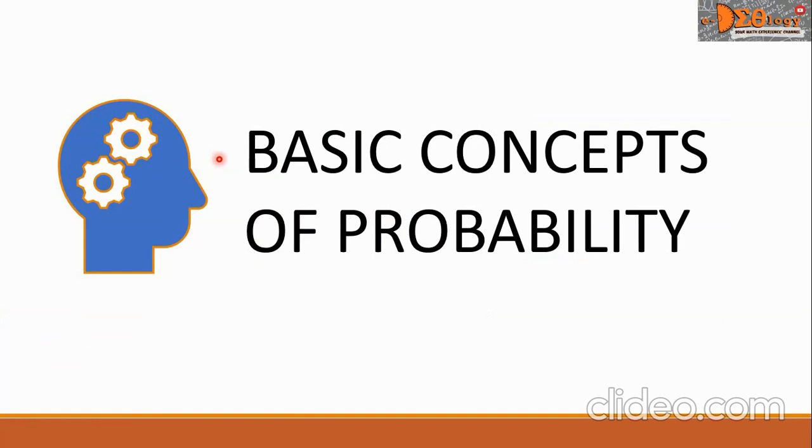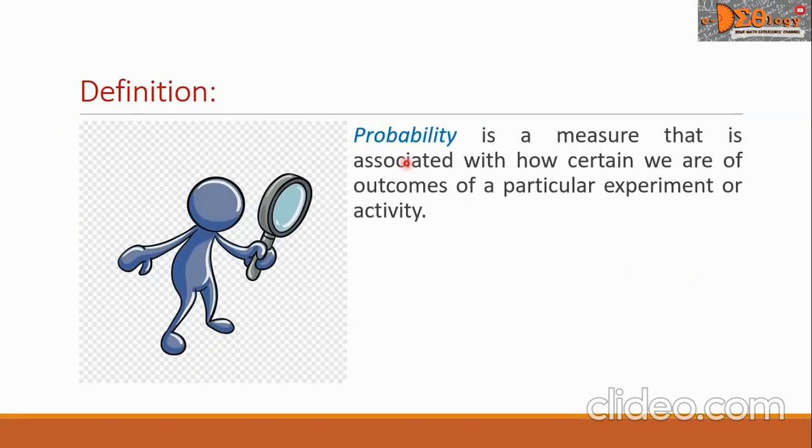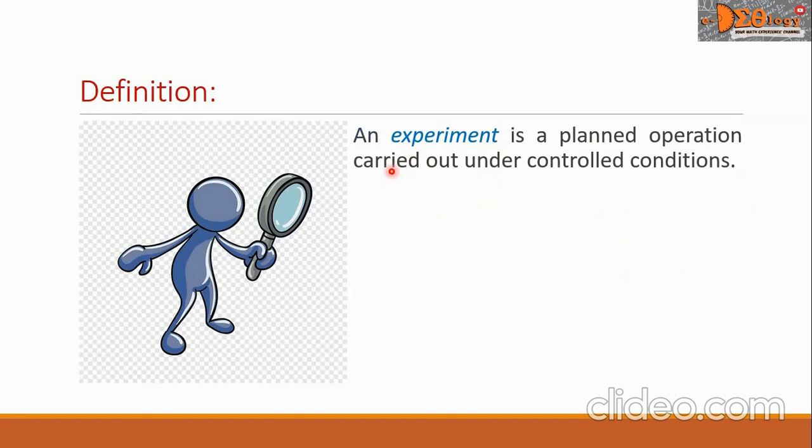Hi everyone! In this video, we are going to study basic concepts of probability. Let us define probability. Probability is a measure that is associated with how certain we are of outcomes of a particular experiment or activity. An experiment is a planned operation carried out under controlled conditions.